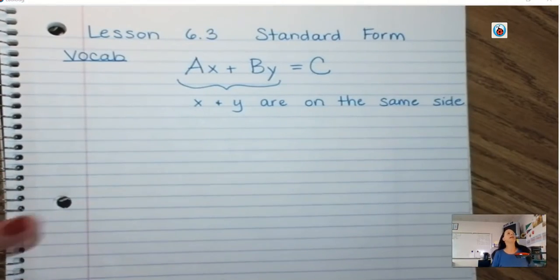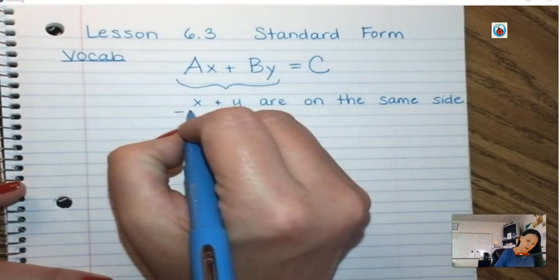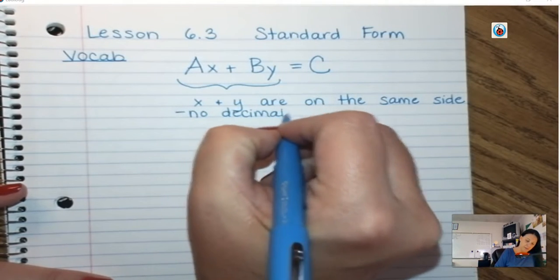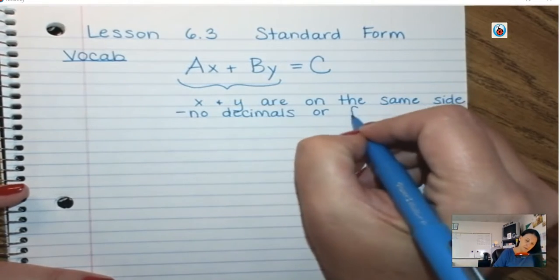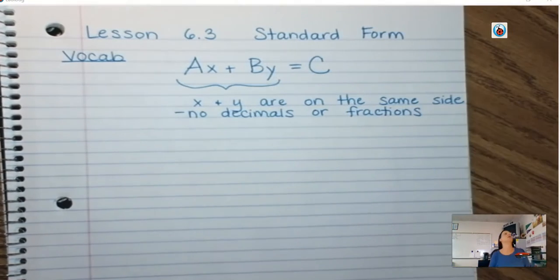When you're plugging it into HMH, it does not want fractions or decimals. So go ahead and add no decimals and no fractions. That's just to get you into the habit for when you have to enter it into HMH.